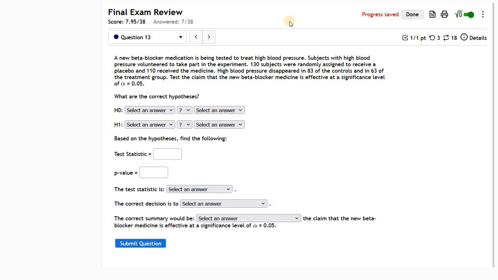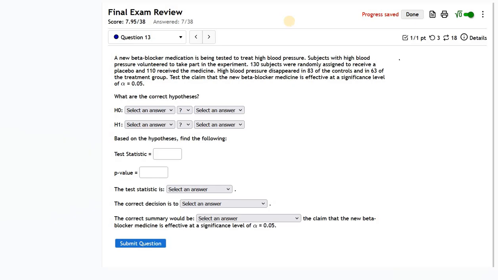Final exam review, question number 13. A new beta blocker medication is being tested to treat high blood pressure. Subjects with high blood pressure volunteered to take part in the experiment. 130 subjects were randomly assigned to receive a placebo. So in this case, what do we have here?